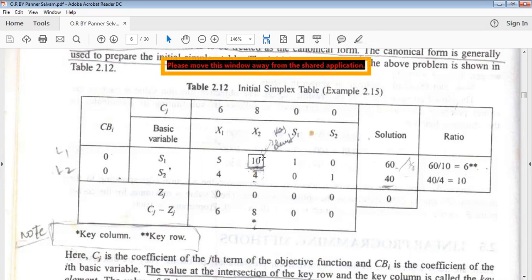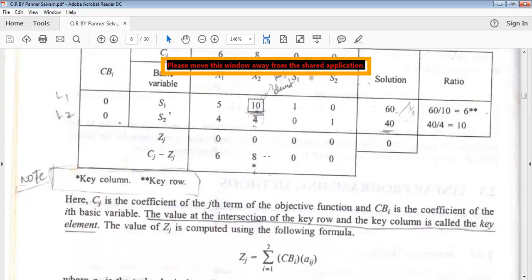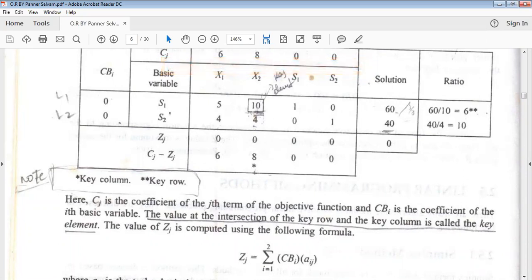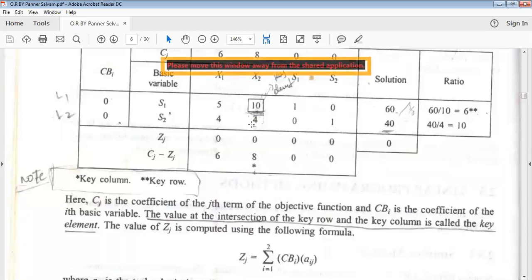So 10 is going to be called the key element. He has marked a single star, and single star means key column. Double star is the key row, and where the key column and key row meet, that is the key element.